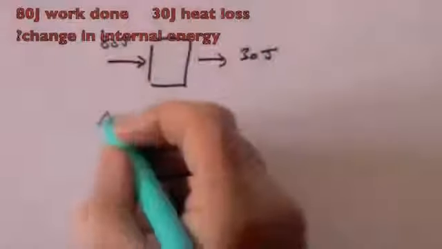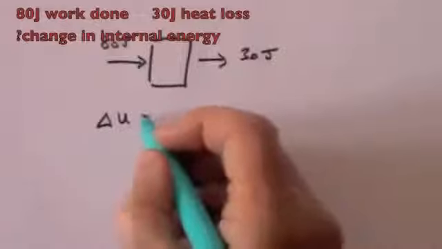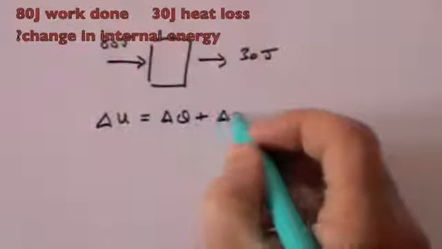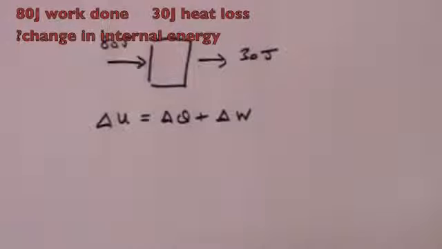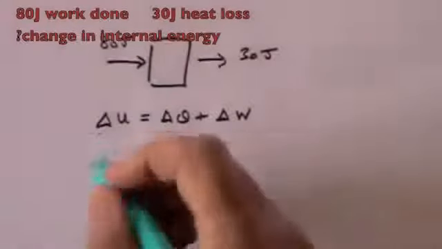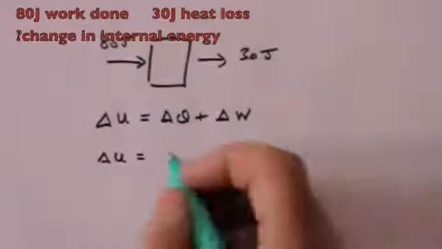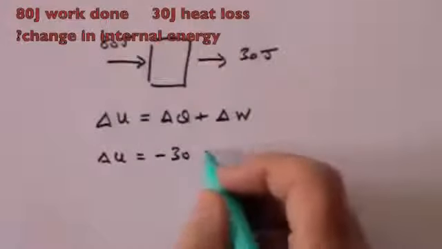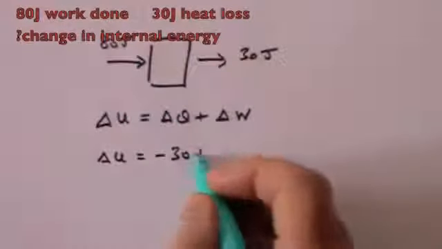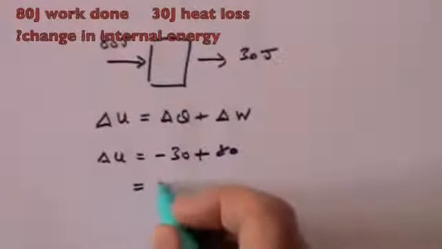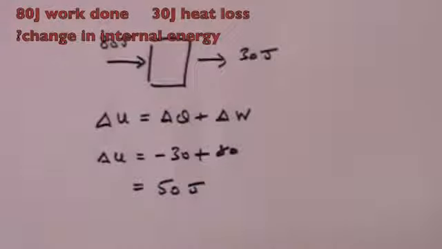And we're obviously going to use the first law of thermodynamics, delta U equals delta Q plus delta W. All of those mean that delta U is an increase in energy, delta Q is heat in, and delta W is work in. So now we've got that delta U is equal to delta Q. Well, we haven't got heat in, we've got heat out, so that's minus 30 joules. But we have got work in, so that's plus 80, and that gives you plus 50 joules. So consequently, the internal energy will increase by 50 joules.